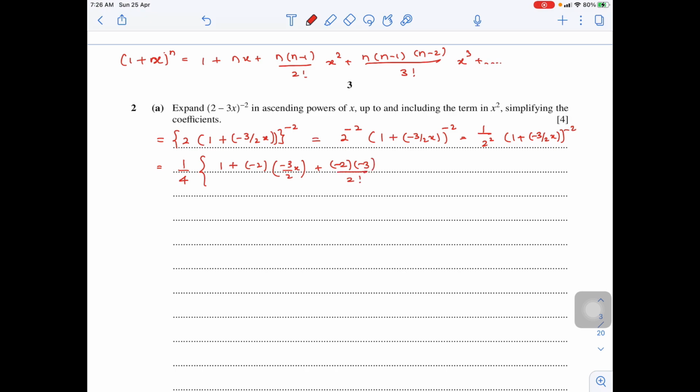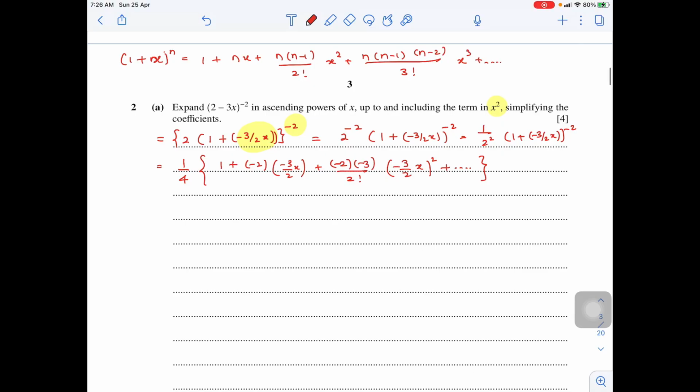So that becomes 1 plus n is negative 2 times negative 3 over 2x plus n minus 1, so negative 2, negative 3 over 2 factorial x squared. So negative 3 over 2x squared, because here x is negative 3 over 2x and n is negative 2. We are done until x squared power. We just wanted up to x squared power.